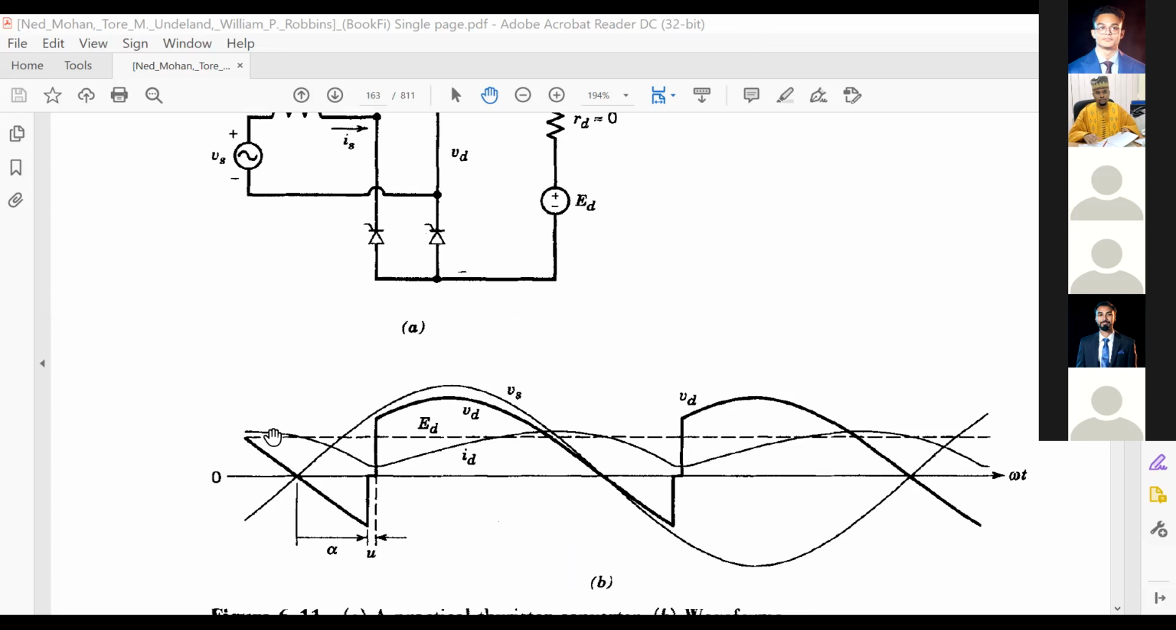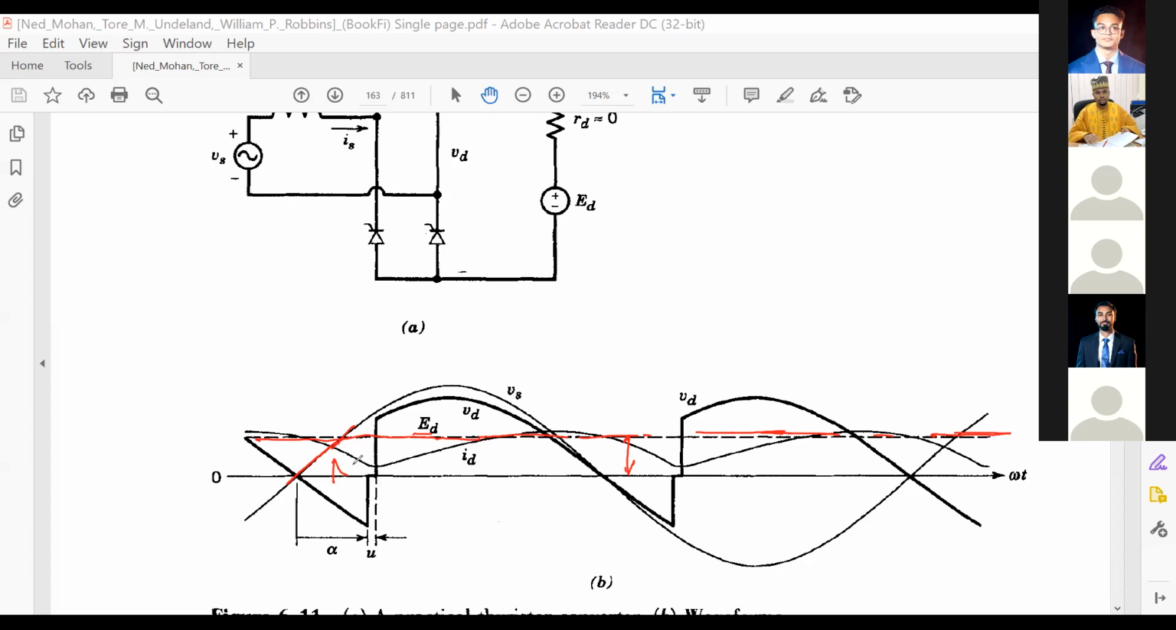So this is your ED. ED is the back EMF. We are talking about not the transient case, rather the steady state case. So ED is there, and this is your input voltage. If this input voltage does not cross the ED, then if you apply the firing pulse here, the thyristor will not be turned on. Am I correct or not?